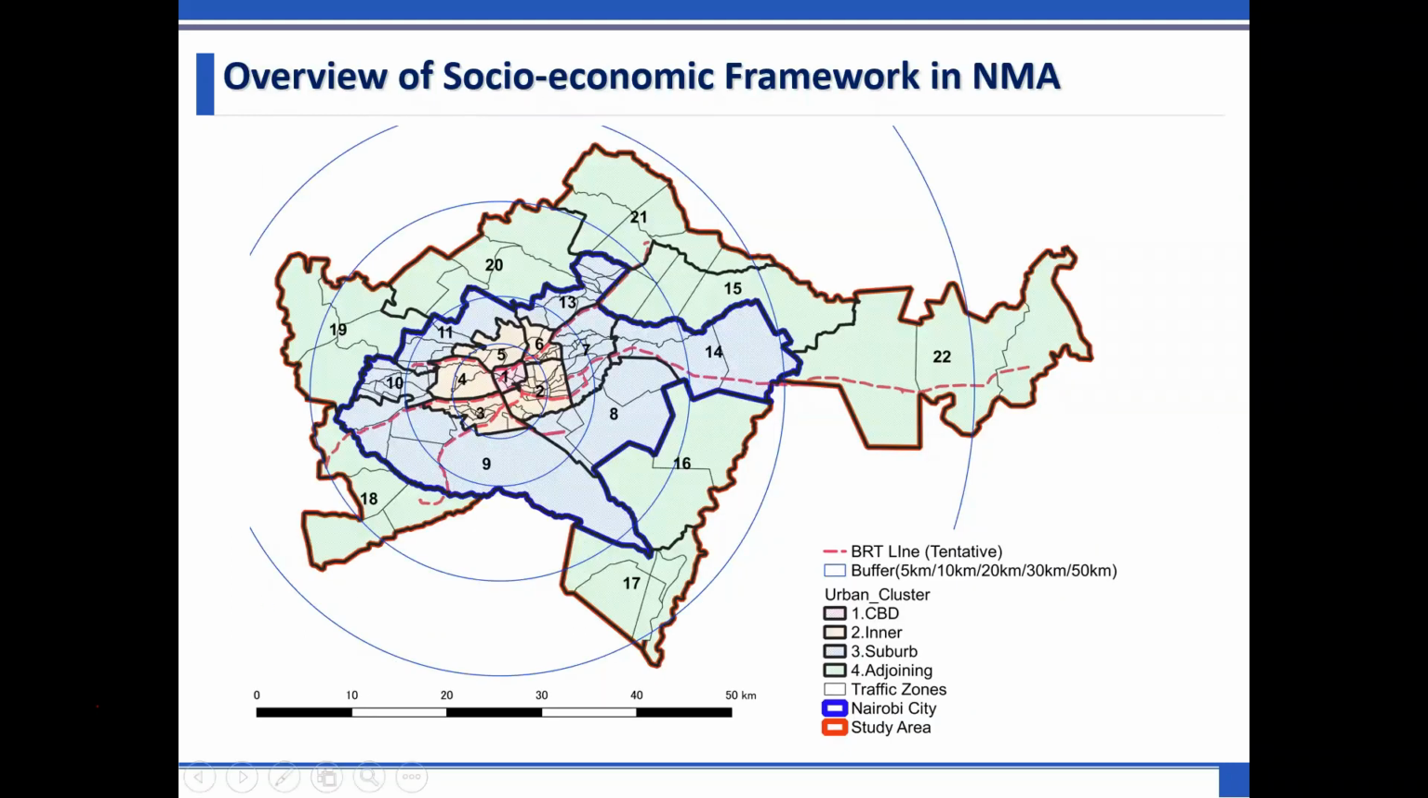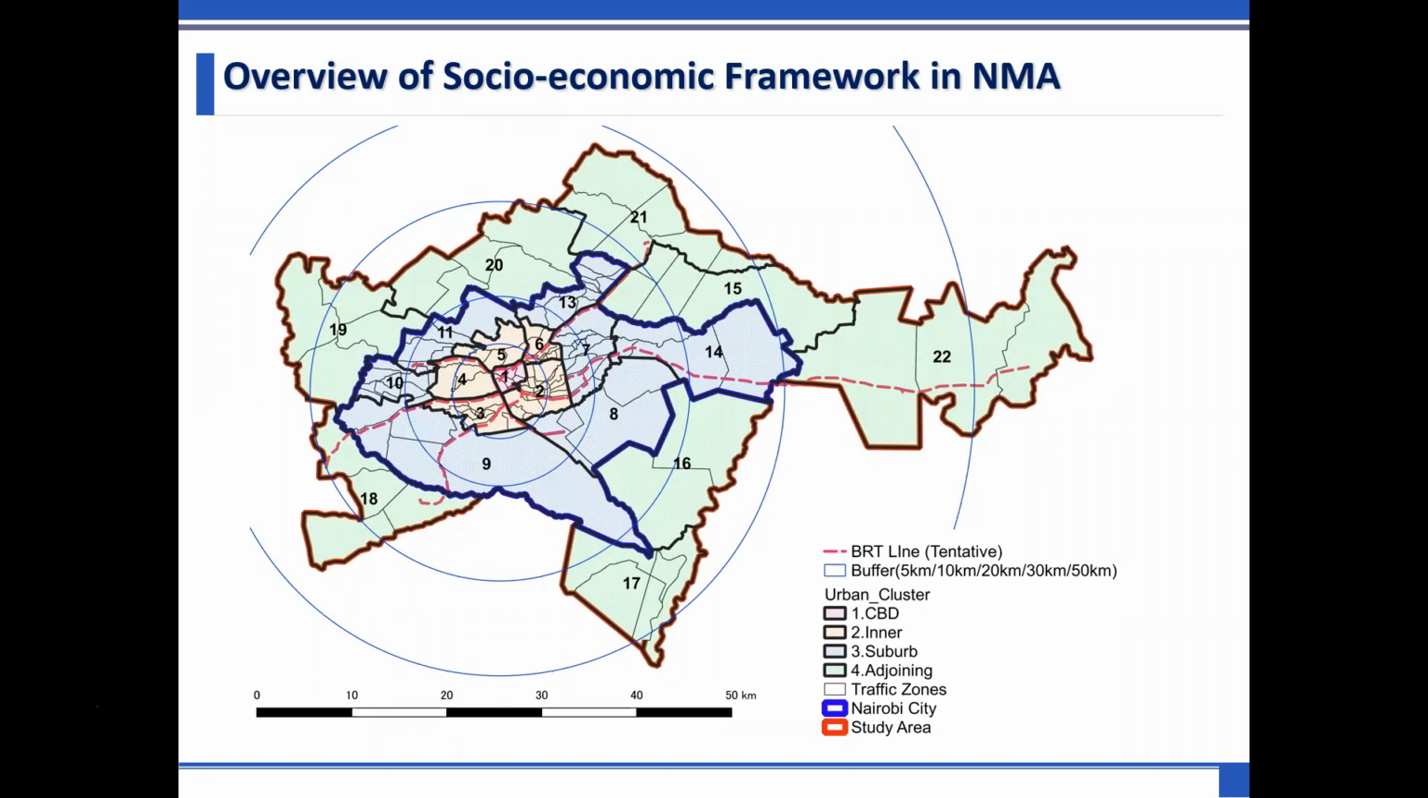And from these pages, I would like to report the current progress to correct the socio-economic framework in this Nairobi metropolitan area. Tentatively, the study area is classified into 21 urban clusters and 4 categories: CBD, inner cluster, suburban cluster, and adjoining counties clusters. This is tentatively done by me.